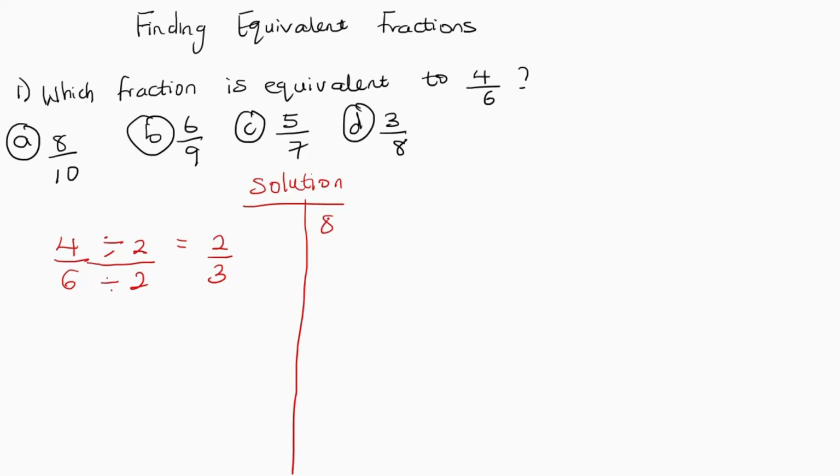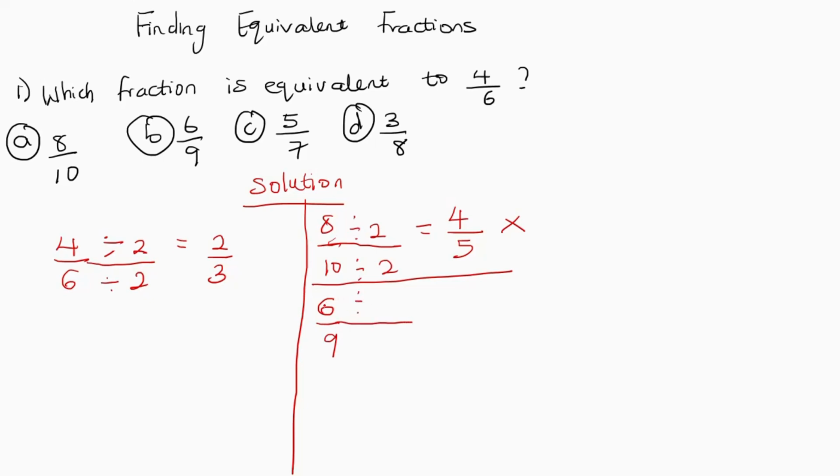We have the first one, which is 8 over 10. Let's simply divide this by 2 and divide this by 2. 8 divided by 2, we're going to have 4, and 10 divided by 2, we're going to have 5. It is not equivalent. So we go on to the next one, which is 6 over 9. Let's do the same. 2 cannot divide 9, but 2 can divide 6. So we look for the next number, which is 3. Let's try out 3. 3 can divide both 6 and 9. So 6 divided by 3 will give us 2, and 9 divided by 3 will give us 3. So this is equivalent to 2 over 3.